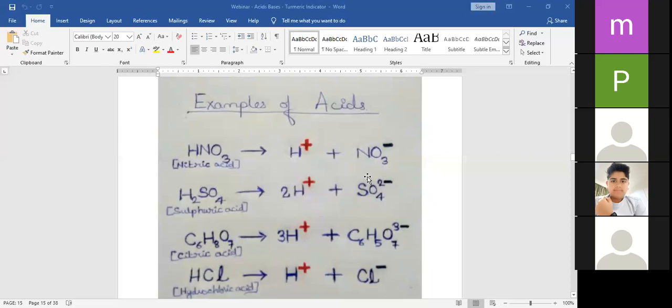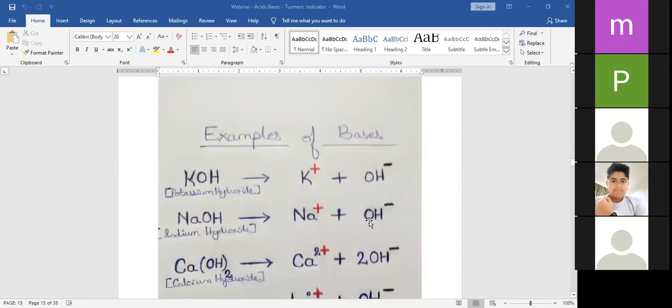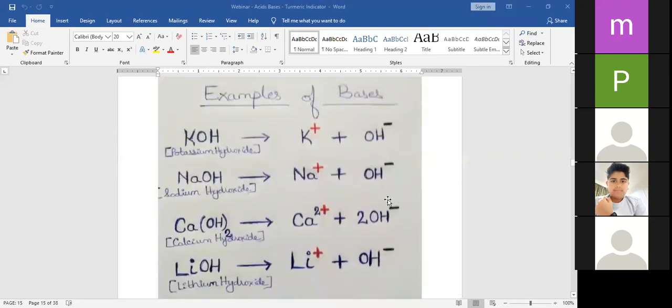Now let's look at bases. Are bases also polar in nature, or are they not polar? Let's look at some of the bases. These are some examples of bases. The first example, potassium hydroxide, can be written as K plus OH minus. Sodium hydroxide is written as Na plus OH minus. Calcium hydroxide is written as Ca2 plus 2OH minus. Lithium hydroxide is written as Li plus OH minus.